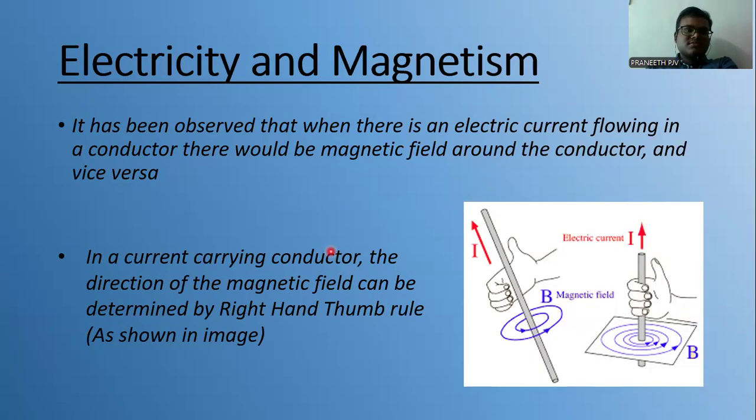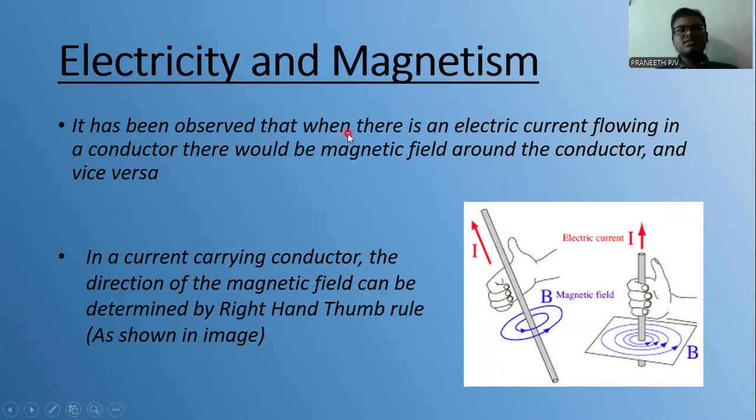Basically, in electricity, current and magnetic fields, these two quantities usually are induced. If there is one quantity, there will be an induced quantity. If a changing current is there, a magnetic field will be induced. If a changing magnetic field is there, current will be induced. So basically, this phenomenon has been observed.